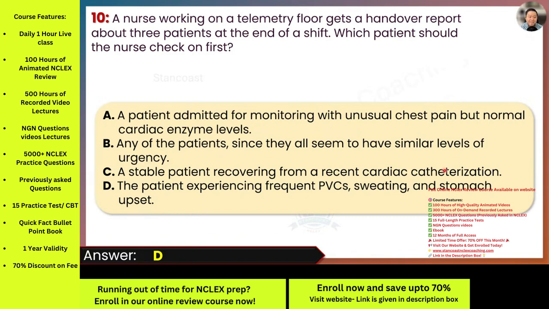So again, associate these manifestations, sweating and stomach upset, especially with the PVCs that are frequent. These are reflections of an impending cardiac event. And so you have to prioritize this patient to intervene and perform life-saving treatments. Now, the word stable in the other options here, such as in letter C, doesn't require immediate intervention. Again, this will lower the priority.